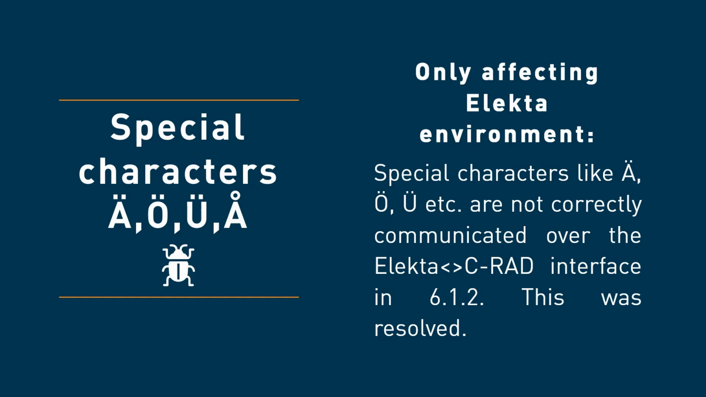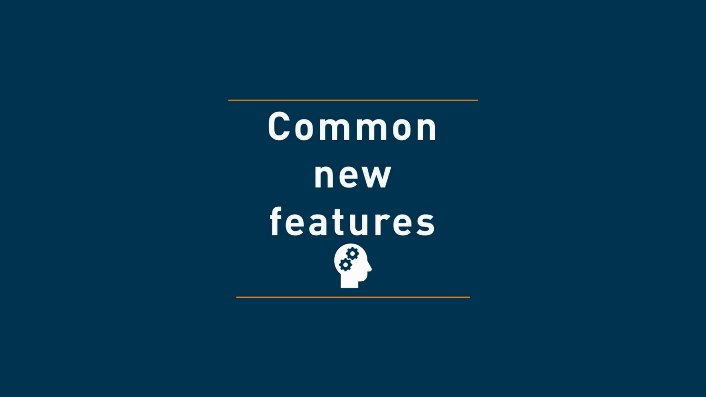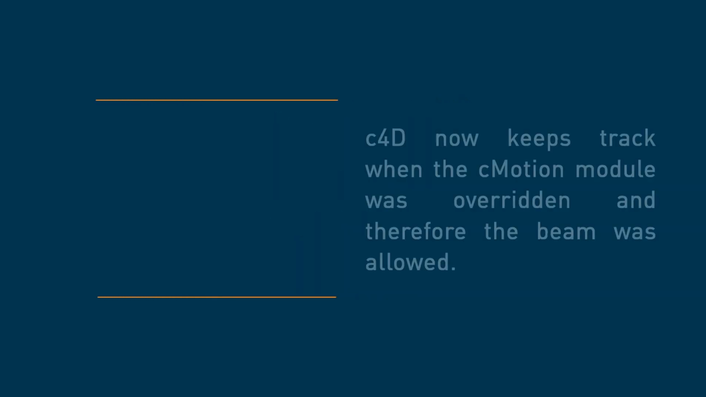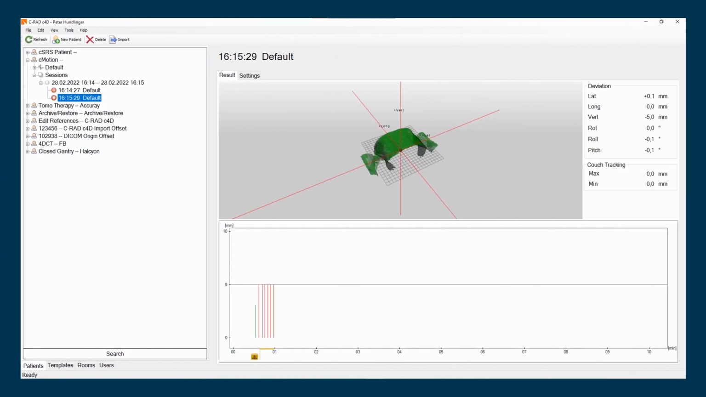And this brings me to the currently newest version of c4D, which is 6.13 Service Pack 1. The main reasons for this release are changes for closed gantry solutions such as tomotherapy or Halcyon. Let me first discuss the other features that all users will commonly benefit from before going into the details for closed gantry specific. Up until now, pushing the override button for C-Motion and therefore deactivating the beam hold for Catalyst was not documented anywhere in our software. This was changed with the latest version.